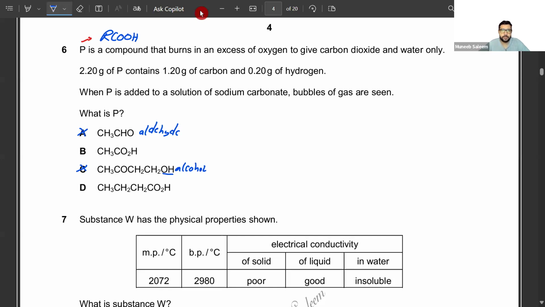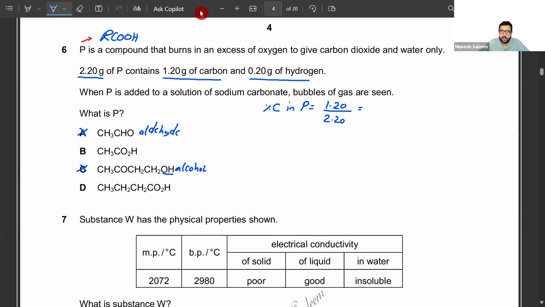So for this purpose, we first need to use the details already provided in the statement that it says 2.20 gram of the P contains this much gram of carbon and this much gram of hydrogen. So we simply take the percentage values. So I'll write it here, the percentage of the carbon in P compound is represented as 1.20 of carbon divided by the total mass of the compound, that is 2.20.